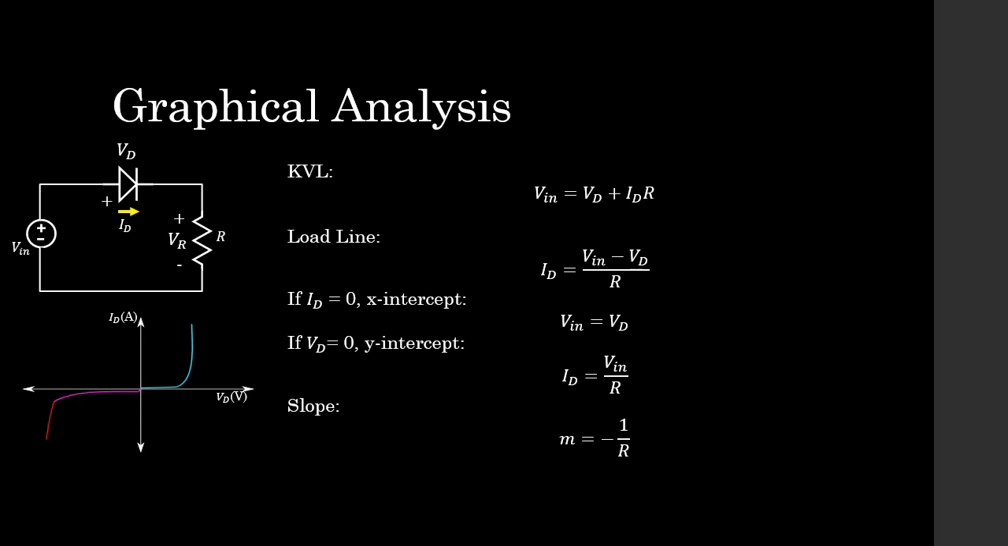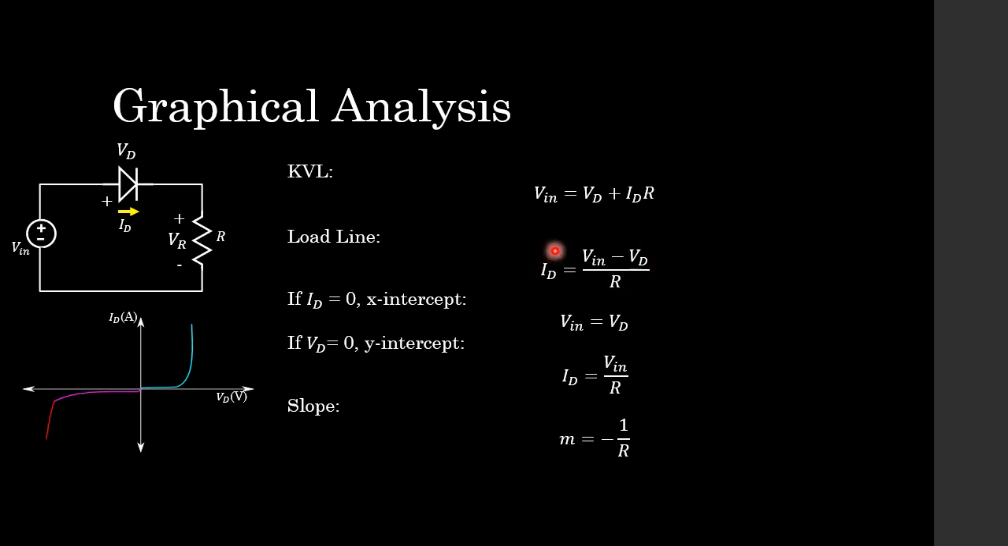Students, now that we've covered the piecewise linear analysis and the iteration analysis, the final analysis that I'm going to be covering in this lecture is the graphical analysis. Once again, we have this very simple 3-element circuit, a source forward biasing our diode in series with a resistor. Taking KVL, we have the input voltage is equal to the diode voltage plus the current multiplied by the resistor. And if we rearrange this to make the current the subject, as we did previously, we now have what is called the load line.